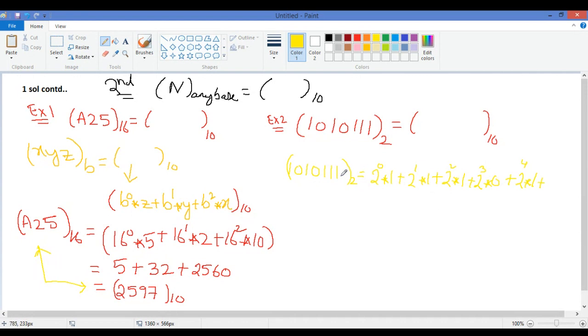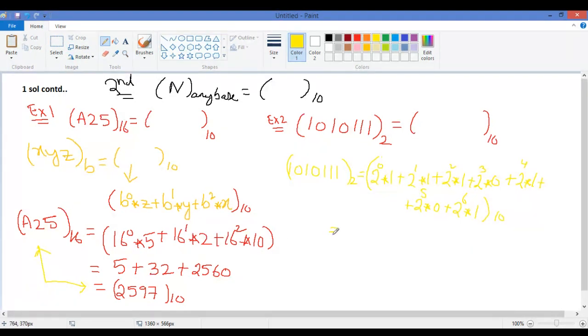So we did 1 1 1 0 1, again 0 1 is remaining. Okay, so plus 2 to the power of 5 into 0 plus 2 to the power of 6 into 1. Okay, if you solve this entire thing, you will get the number in base 10. So let us write another step.